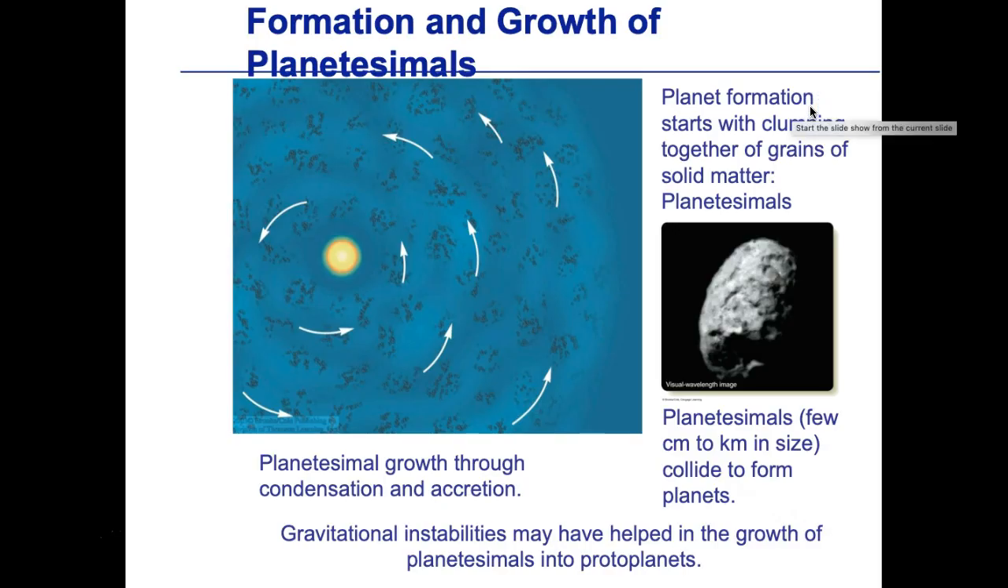So, as it says here, gravitational instabilities may have helped the growth of planetesimals into protoplanets. When you've got areas where gravity is a little bit higher or a little bit lower, this creates little rotations in the solar nebula and therefore spins up planet growth.